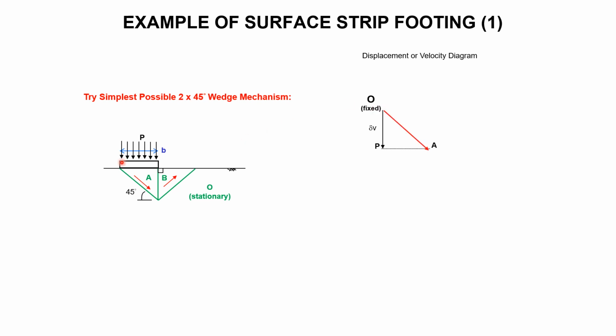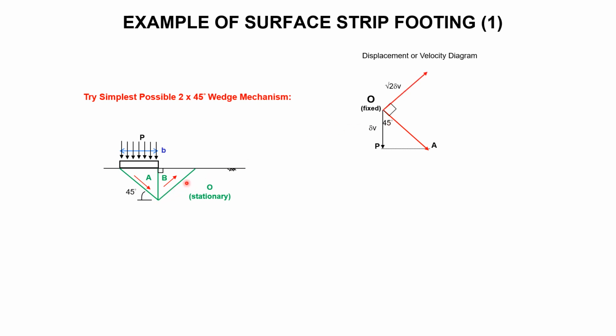A is moving down on this 45-degree slip plane relative to the stationary soil. So from the stationary soil O, you draw a 45-degree line downwards. And of course, remember, it must stop at the same vertical displacement as the foundation P. Otherwise, you're going to get a gap opening up or some soil disappearing or something. And that angle there is 45 degrees.